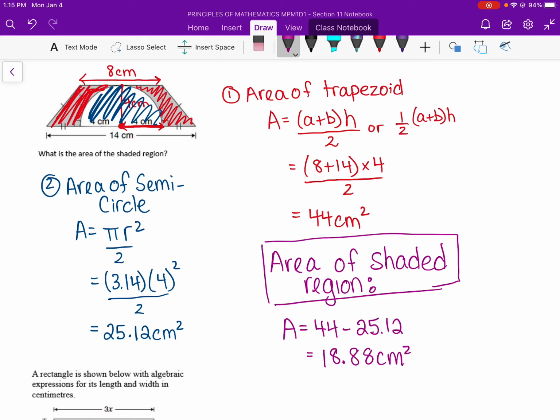centimeters squared. Remember, areas are squared units. Perimeters are just regular centimeters or meters. And volume is to the power of 3. Yeah, you got it, Emma. Nice. Okay, final answer.